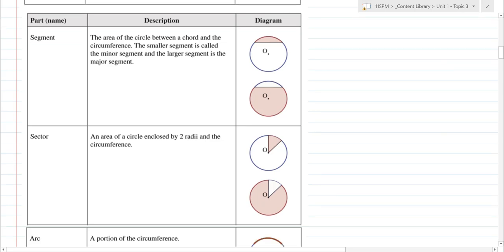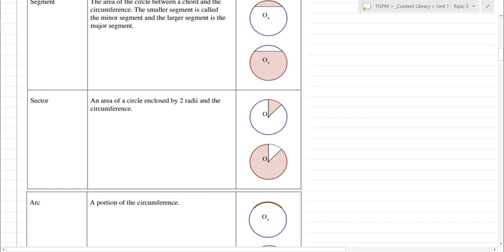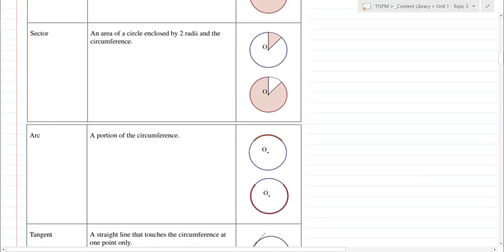You have sectors. Sectors are like slices of pizza, so that's just made by two radiuses, and you'll have a small sector, large sector. So we might talk about sectors, and sectors produce arcs. So sectors are made of arcs. Arcs are just part of the circumference. So if we've got this red bit here as an arc, this is the minor arc between 2 points, this is the major arc between 2 points. Arc is language that will be used a lot in our circle theorems.